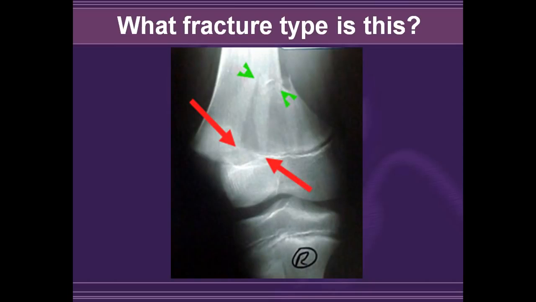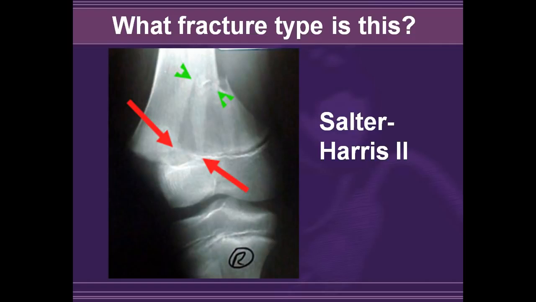So what type of fracture is this? You can think about it for a moment. Here's the metaphysis. This is the growth plate. Nothing going on through the epiphysis. So this is a type 2 Salter-Harris fracture.